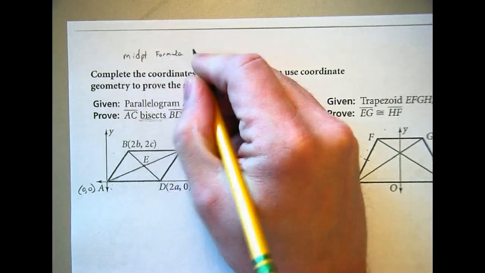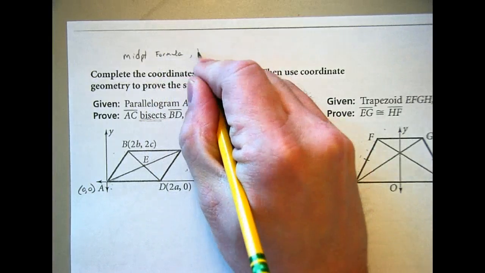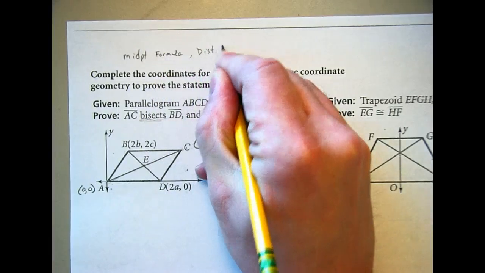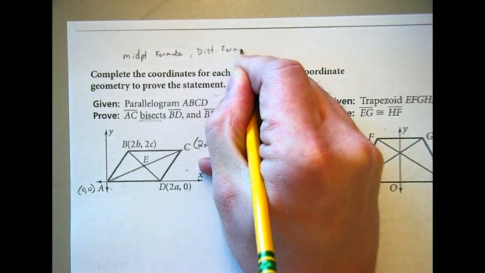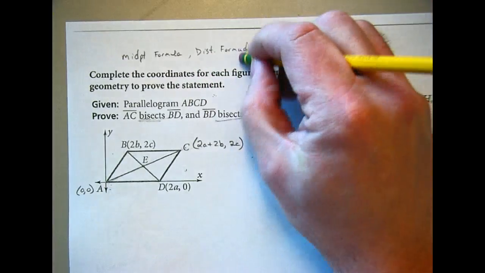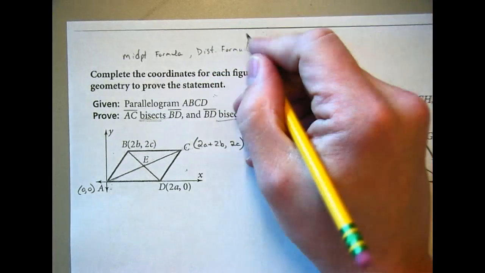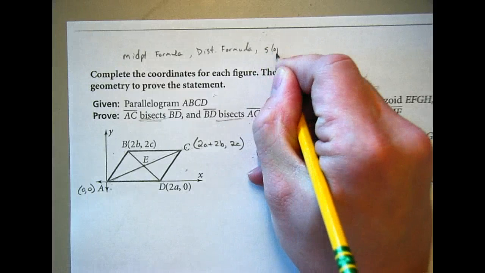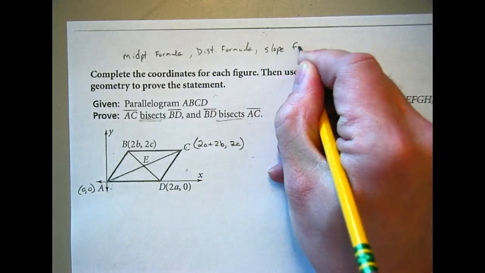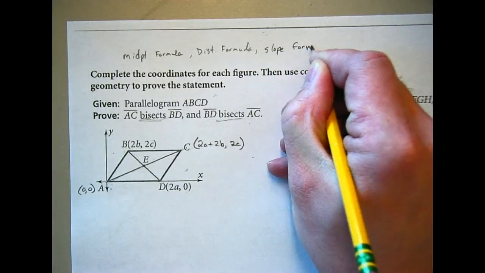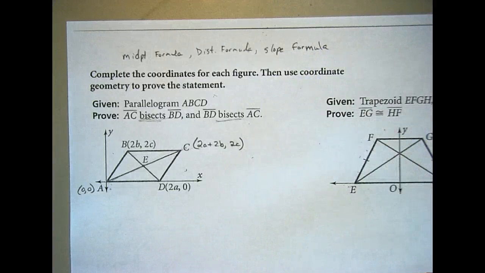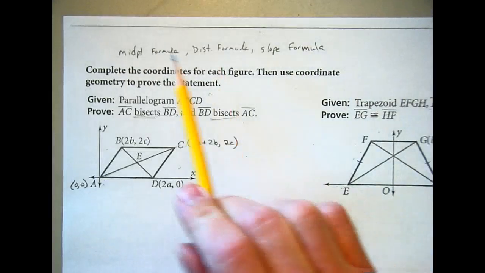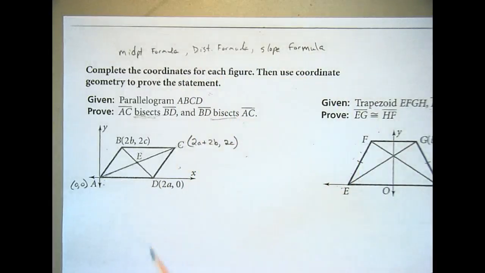What's the other formula I've asked for? Distance formula. And what's the last one? Oh, spell formula right. Okay, and then the slope formula. Those are the ones you're going to be using the most when you're dealing with coordinate geometry. So if I'm thinking, well, could I use one of these three formulas? Yeah, the midpoint formula works out really well here. You could try to deal with triangles. It would be much more complex, though.